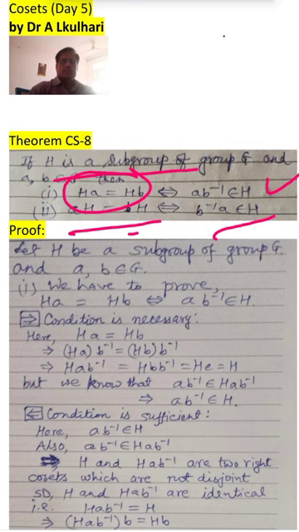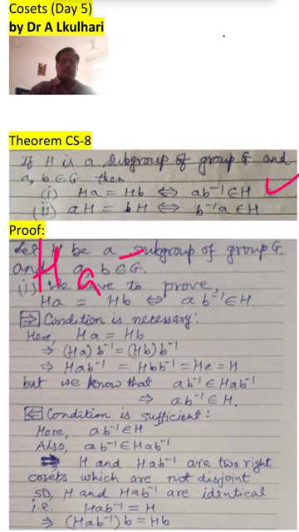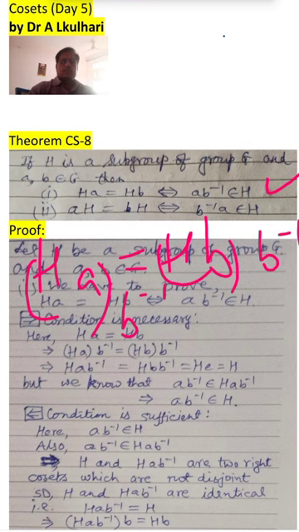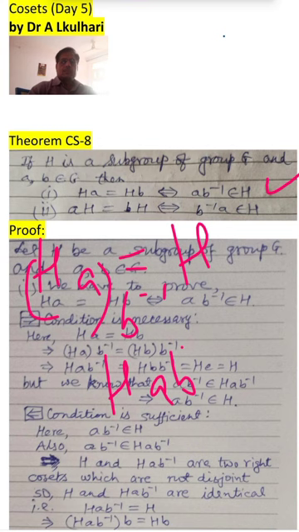First we take HA equals HB. So HA equals HB, post-operating with B inverse. Associating this B and B inverse, this will be identity. This B inverse B is identity, and then HE is H. So we get HAB inverse is H.